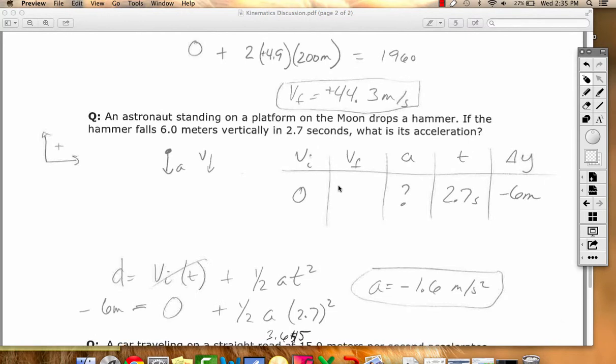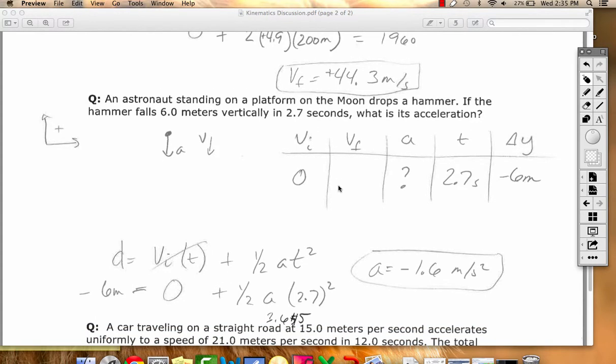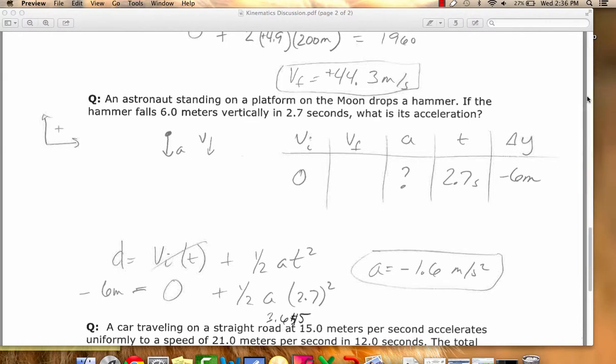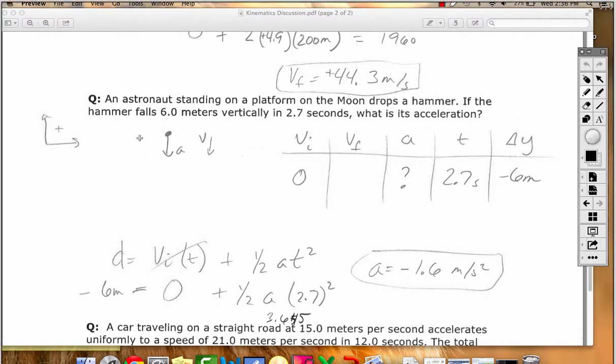Let's take a look at another example problem. It says an astronaut standing on a platform on the moon drops a hammer. If the hammer falls 6 meters vertically in 2.7 seconds, what's its acceleration? Well, again, I start off by kind of diagramming the picture, and I don't have a real great diagram here, so I'm just going to draw another one. Let's say this is the diagram.